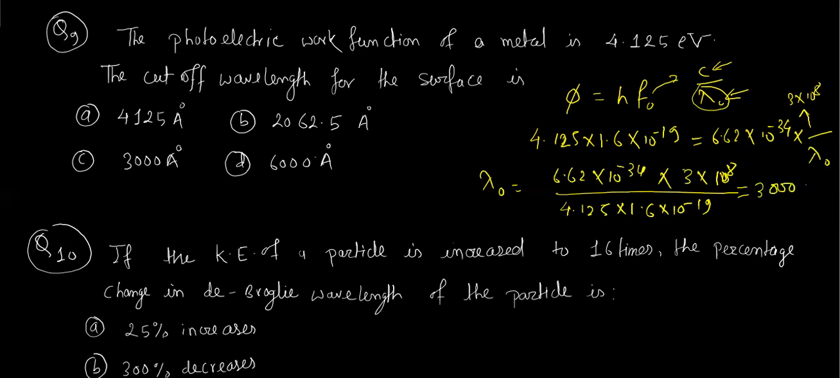If we solve all of this, we'll get its answer, which is 3,000 angstrom. That's why the correct answer is the option 3,000 angstrom.